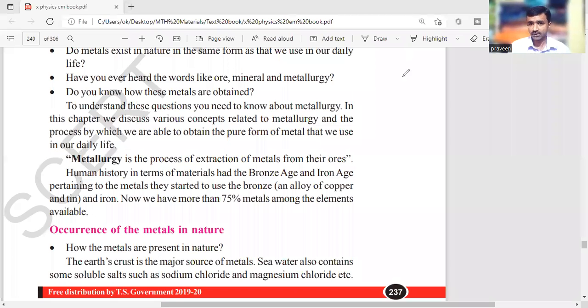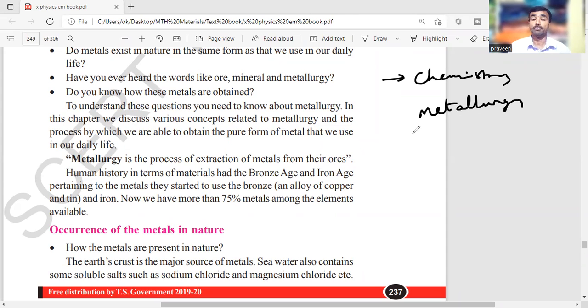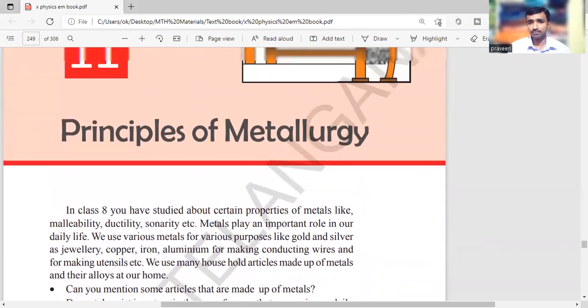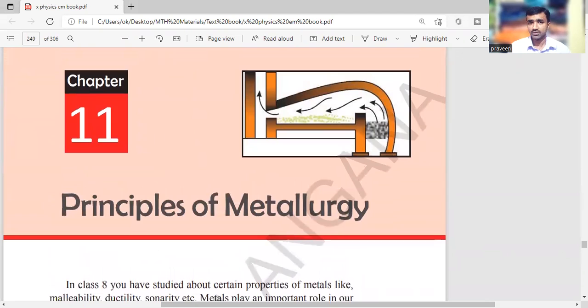This belongs to the chemistry part, that is metallurgy. The lesson name is metallurgy, right? It belongs to chemistry. It is a branch of chemistry. Why is it given as a special branch here? Because in our daily life, you are depending on metals. Without metals, can you imagine your life?